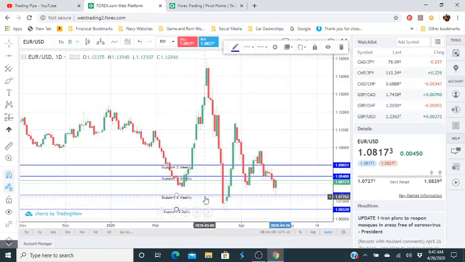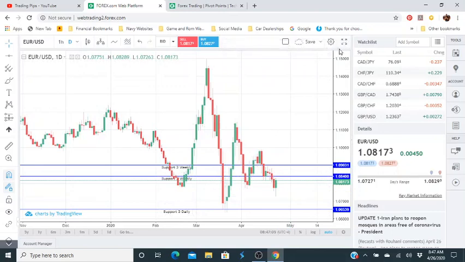Now, as you can tell, we have a secondary line. That was my mistake. We'll go ahead and delete it. And we have our support 3 daily line set up right here.